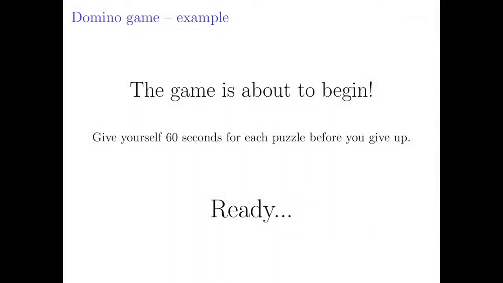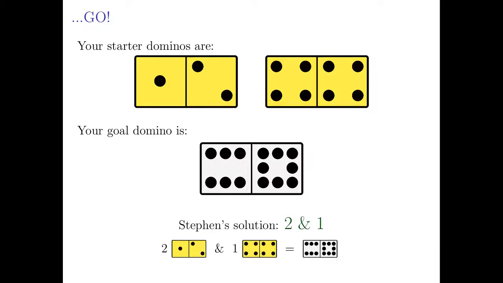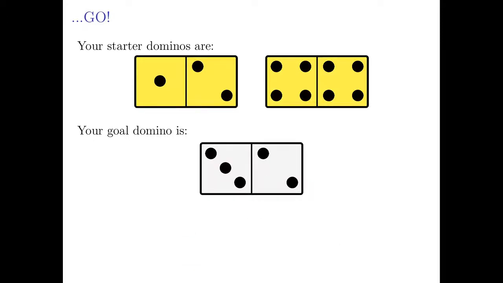Ready, set, go. Your starter dominoes are 1, 2, and 4, 4. I want you to get 6, 8. Start the timer, go. All right, here's my solution. 2 of the first domino and 1 of the second. You may have gotten a different solution, but I think you'll agree that this one works. If we take twice the first domino, that gives me 2, 4, plus a 4, 4 will give me the desired 6, 8. Next, you want to make 3, 2 with those same starter dominoes.